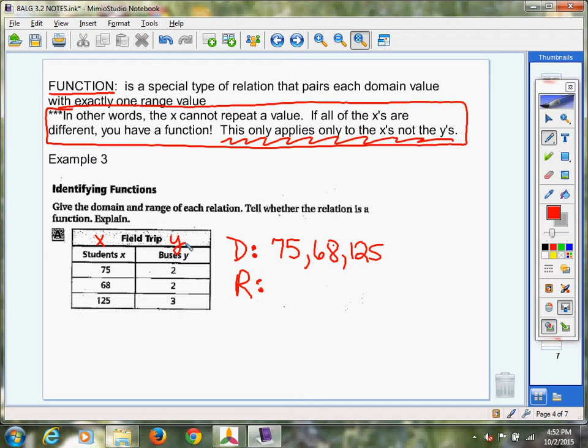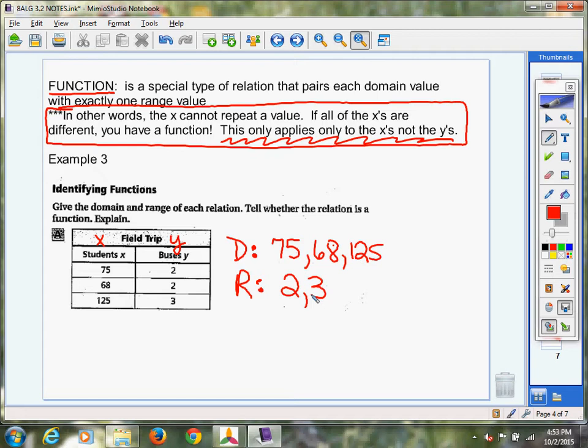Now your range is always going to be the right column. And so we'll list them, 2 and 3. You don't need to repeat. I know there were 2 2's up there. You don't need to write them twice. If you see the 2, write it one time. Okay? So there's a 2, although it's repeated, and then a 3. Those are the different numbers. You don't have to write repeated numbers.